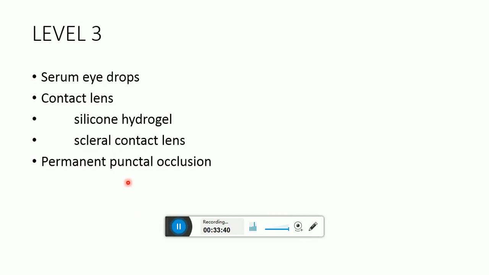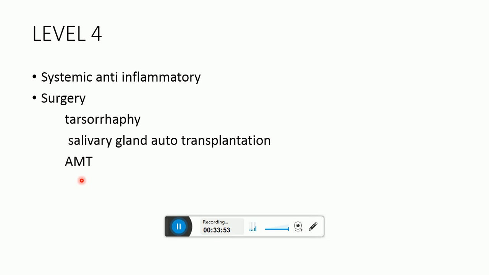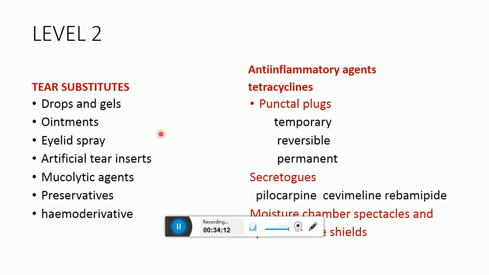For level 3: serum eye drops, autologous or umbilical cord serum, contact lenses, and permanent punctal occlusion. For level 4: systemic anti-inflammatory agents or surgery such as eyelid surgery, tarsorrhaphy, salivary gland autotransplantation, mucous membrane or amniotic membrane transplantation for corneal complications. Now let's talk about tear substitutes.